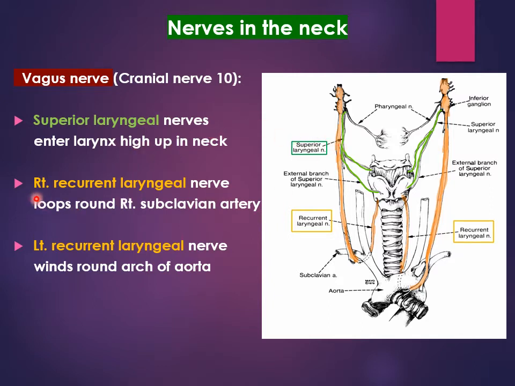Then the most important, the recurrent laryngeal nerve, which on the right side loops around the right subclavian artery and then goes upwards in the tracheoesophageal groove and enters the thyroid. Then the left recurrent laryngeal nerve, in this case, loops or winds around the arch of the aorta before entering the tracheoesophageal groove and then going upwards into the larynx.